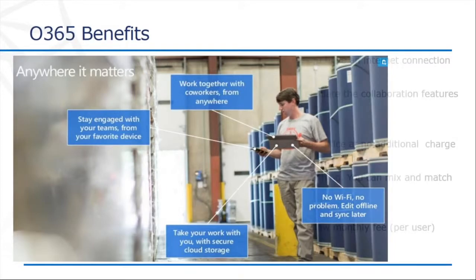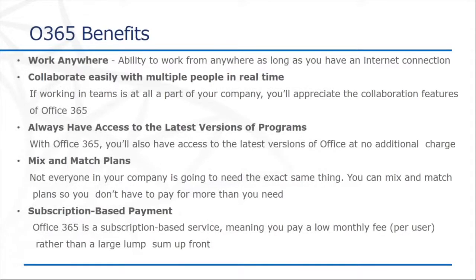So when I talk about benefits, collaborate easily with multiple people. There is no patching concept when you have on-premises. You have to patch the environment, right? It's a real burden sometimes. Once you move on to the O365 online version, Microsoft will release the latest updates at regular intervals. So there is no patching concept here. You can always access the latest versions of the applications or services, and mix and match plans.